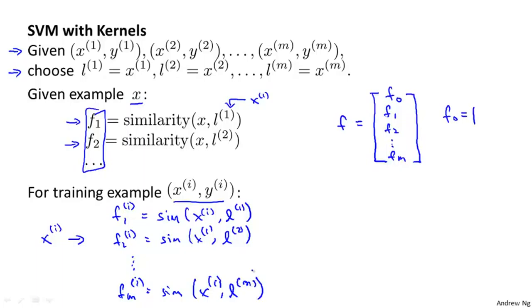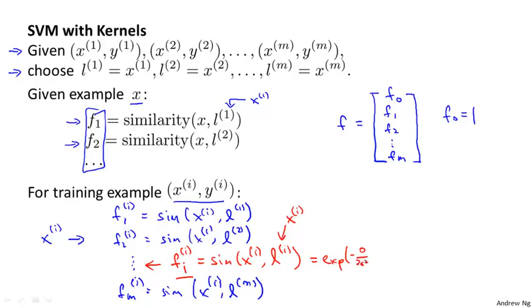And somewhere in the middle of this list, at the i-th component, I will actually have one feature component, which is f subscript i, which is going to be the similarity between x and Li, where Li is equal to xi. And so, fii is just going to be the similarity between x and itself. And if you're using the Gaussian kernel, this is actually e to the minus 0 over 2 sigma squared. And so this will be equal to 1. And that's okay. So one of my features for this training example is going to be equal to 1.